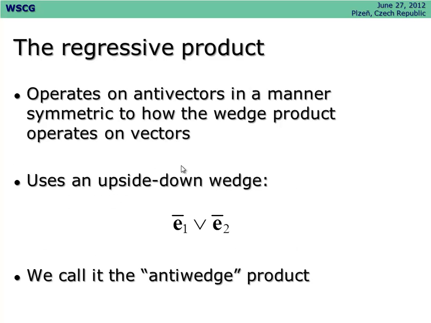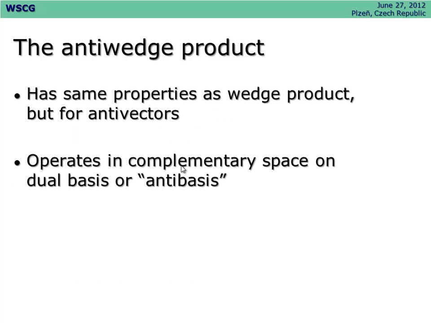Okay, so just like the progressive wedge product operates on vectors to produce bigger things, the regressive product operates on anti-vectors to produce smaller things. And we'll just use an upside-down wedge to represent the regressive product, and it operates on anti-vectors the same way that the wedge product operates on vectors. So we're just doing things in reverse. And we'll call it the anti-wedge product. We'll just use anti for everything. It has the same properties as the wedge product, but it works for anti-vectors instead of vectors. And it operates on the anti-basis, the dual basis, so the E bars instead of the E's.